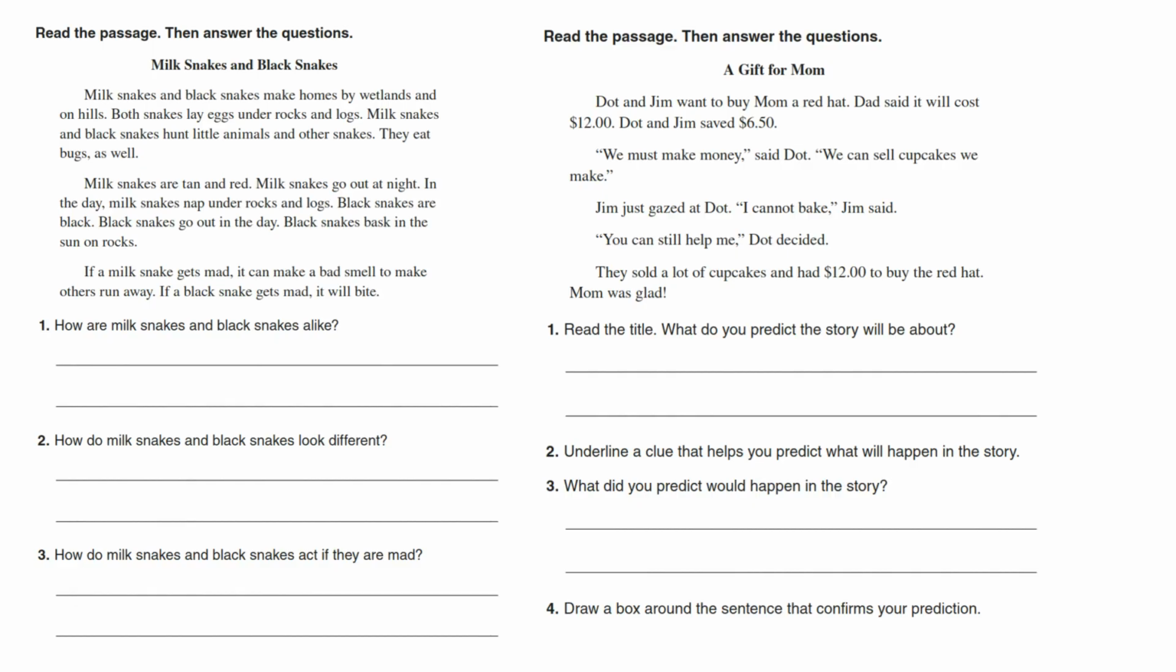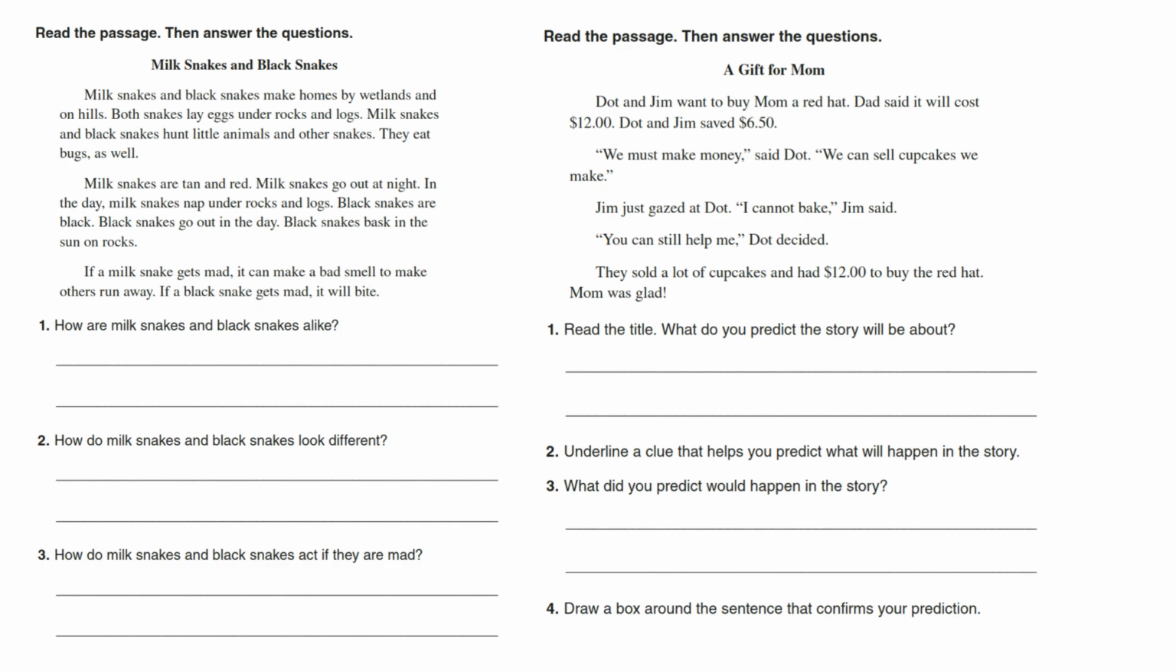Mom was glad. Now, let's think about the title, A Gift for Mom. Before reading, we could predict that the story will be about children trying to get something for their mother. As we read, we found clues. Dot and Jim want to buy a red hat, but they do not have enough money. Then, Dot says they can sell cupcakes. That clue helps us predict that they will try to earn money.